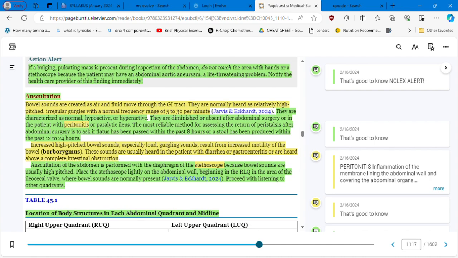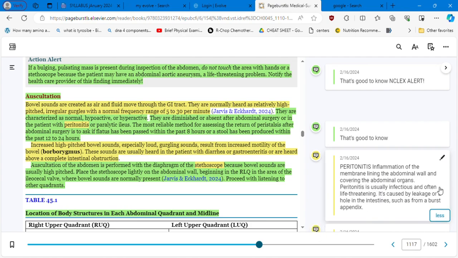Peritonitis is the inflammation of the membrane lining the abdominal wall and covering the abdominal organs. Peritonitis is usually infectious and often life-threatening. It's caused by leakage from a hole in the intestines, such as from a burst appendix, and that could be one of the reasons. Another reason could be surgery where the sutures were not done well, so that liquids come into the abdominal area, causing peritonitis.